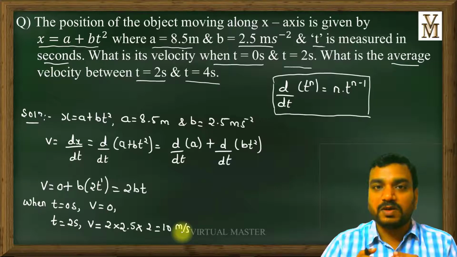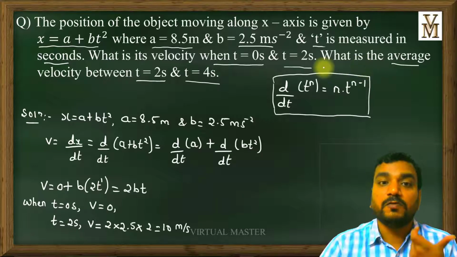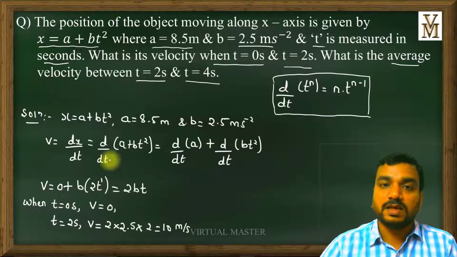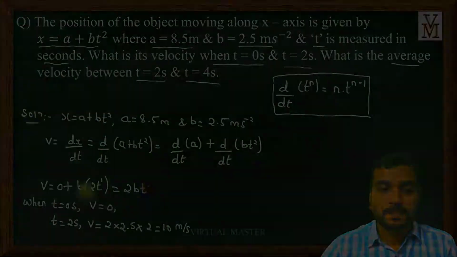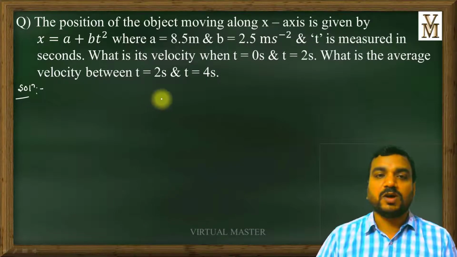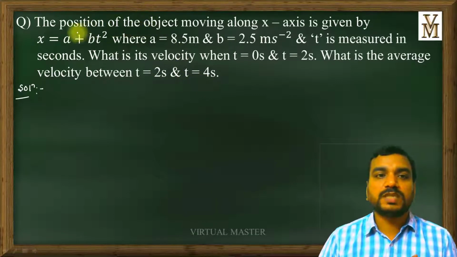Okay, I hope everyone has understood how to solve this type of problem. Now we have to find the average velocity of the object when the object is moving between 2 seconds and 4 seconds. Okay, all of you please note down because I am going to erase the ink on the slide. Now let us find the average velocity of the object when the object is moving between 2 seconds and 4 seconds. Okay, now the position of the object is given as a function of time here, right?